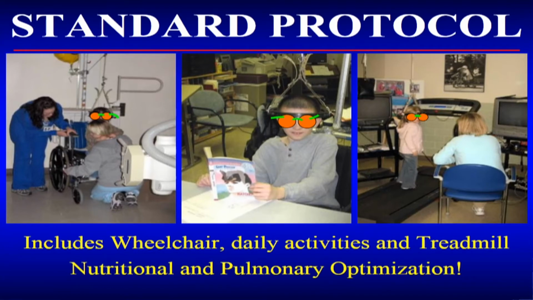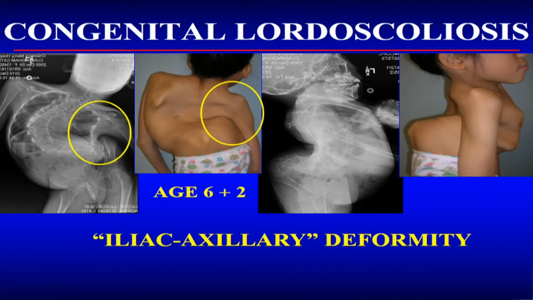Standard protocol includes not just sitting all day in traction, but walking in traction, eating and working in traction, getting pulmonary therapy in traction. So it's a very active traction with nutritional and pulmonary optimization, as well as stretching the spine and spinal cord. Now there are some patients that really need the traction.